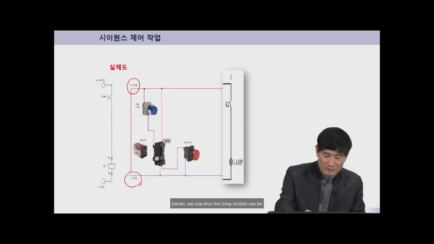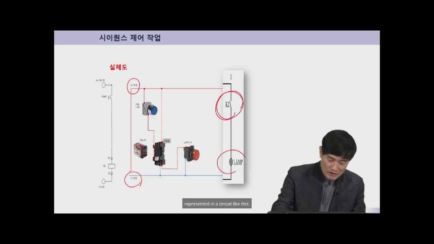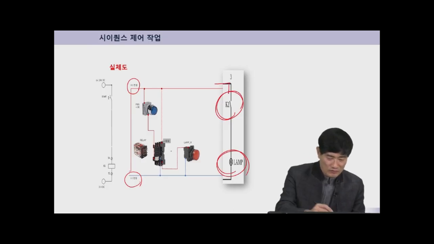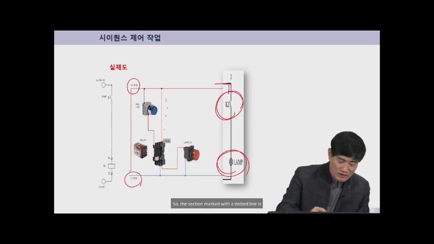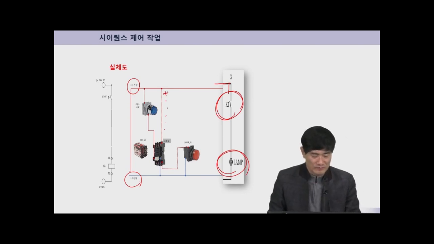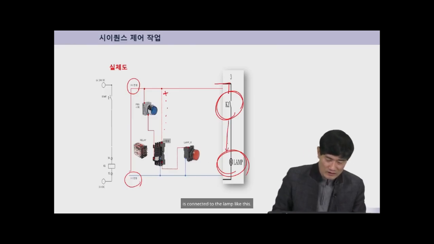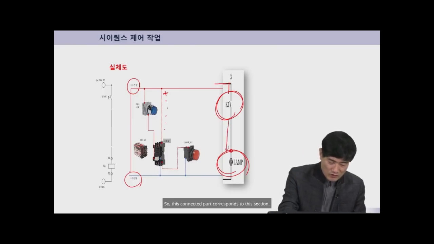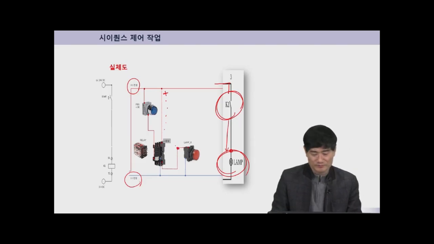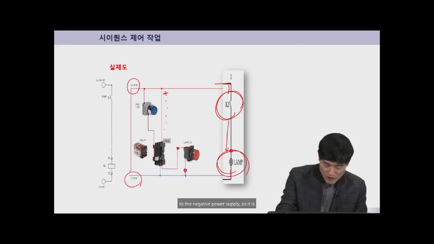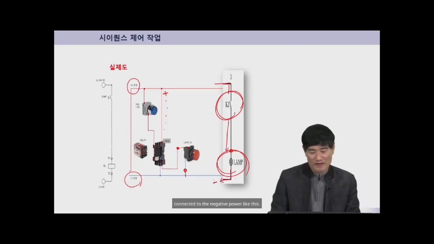Earlier, we saw that the lamp section can be represented in a circuit like this. The upper part needs to be connected to the AC power. So, the section marked with a dotted line is directly connected to the positive power supply. Next, after passing through the A contact, it is connected to the lamp like this. So this connected part corresponds to this section. And the lower part of the lamp is connected to the negative power supply, so it is connected to the negative power like this. We can confirm this part as well.